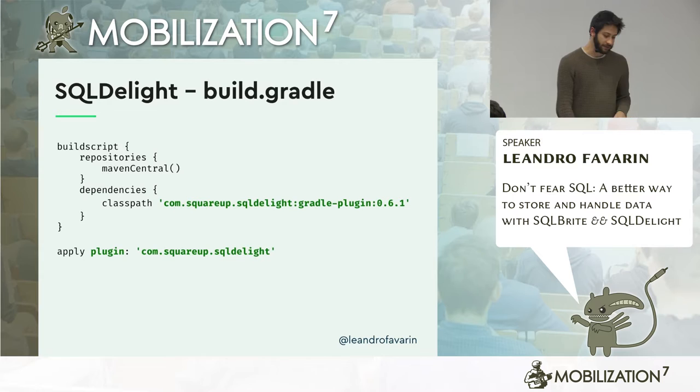So for example, let's start a project using SQLDelight. In your build script file, you just add this dependency, the classpath, and apply the plugin. And that's pretty much it. You don't have to worry too much about it. Everything that you define in the build.gradle is already enough. You don't have to go more than that.